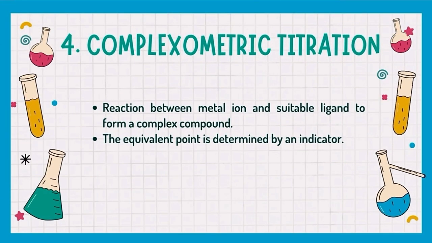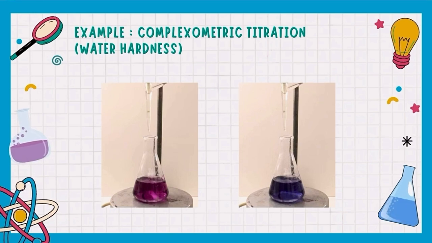Number 4 is complexometric titration. Reaction between metal ion and suitable ligand to form a complex compound. The equivalent point is determined by an indicator. Example, complexometric titration, water hardness.